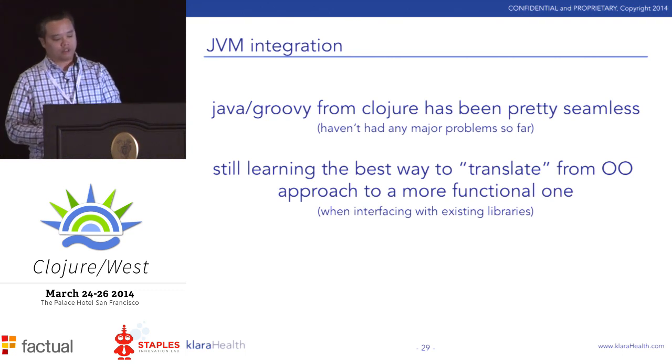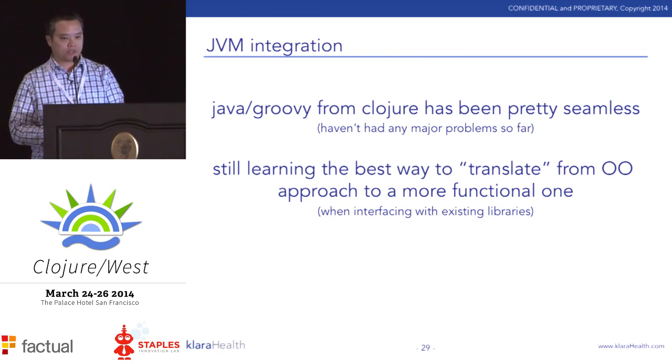One of the things we're still learning, though, is how do we translate from this object-oriented approach to a more functional one. And this is true with a lot of existing libraries that expect you to create one instance of a class, and then you just keep doing stuff to it over time, and then sometime down the line you call this run or do-it function of some sort, and all this magic happens. And how do we encapsulate that into a more functional approach? It's something we're still learning and experimenting with, just to find out what the best way to do that is.